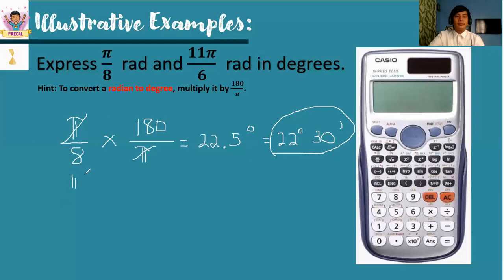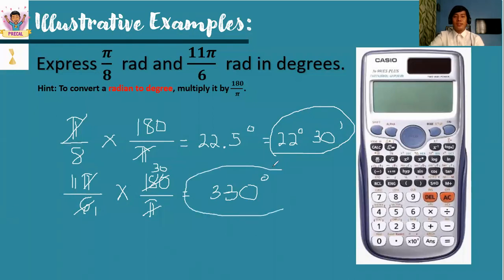Let's have the next one. 11 pi over 6 radians. We multiply it by the conversion factor, 180 over pi. So we cancel pi. And I think 180 and 6 have common factors, divided by 6. So this will be 1 and this will be 30. The remaining factors are 11 times 30. So that is exactly 330 degrees. Do not forget to encircle the final answer.